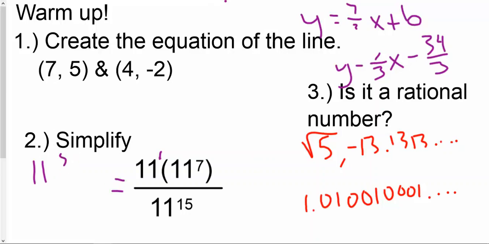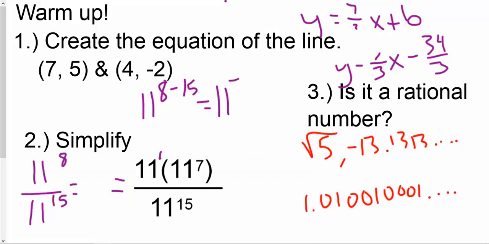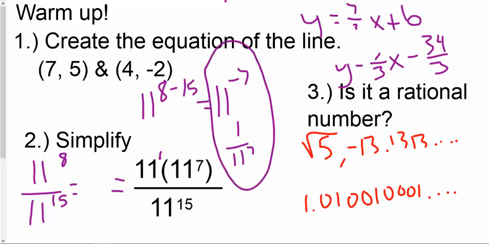Remember, when we multiply like bases, we add their exponents, and then we're dividing by 11 to the 5th. 11 to the 8th divided by 11 to the 5th means we're going to subtract our exponents, so we'd get 11 to the 8 minus 5, which would be 11 to the -7th. So we could write it as 11 to the -7th or 1 over 11 to the 7th. Both of these would be acceptable answers.